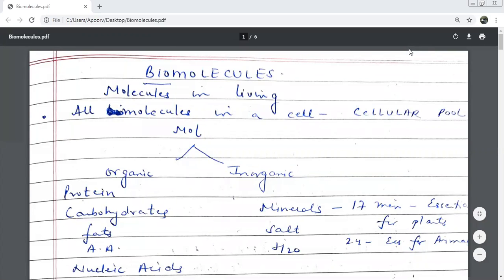The entire number of molecules in a cell is known as the cellular pool. All molecules in a cell, what are they called? Cellular pool. So when we say cellular pool, it exactly means all the molecules inside a cell.